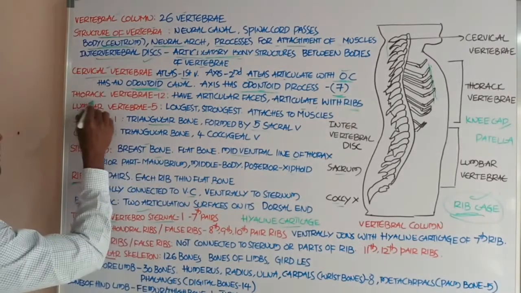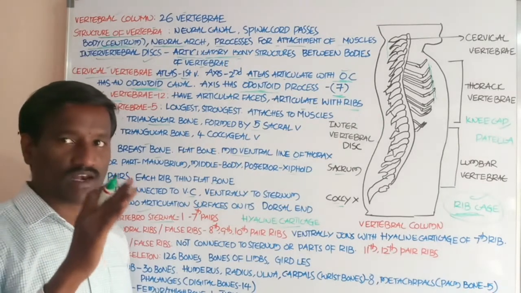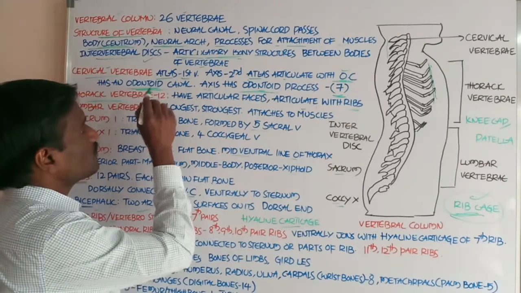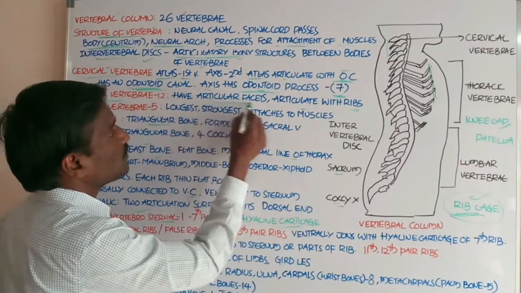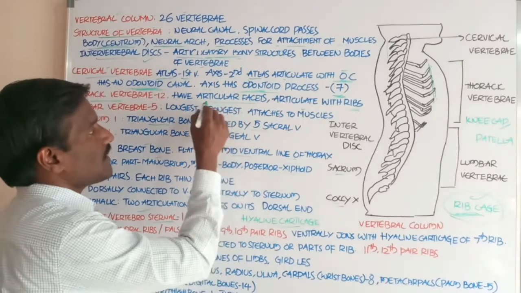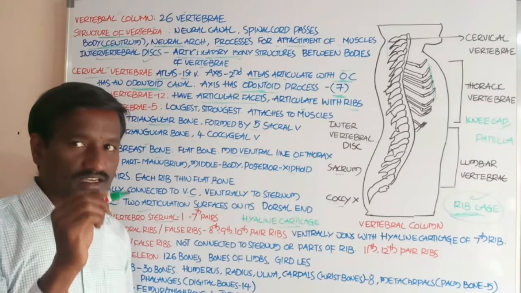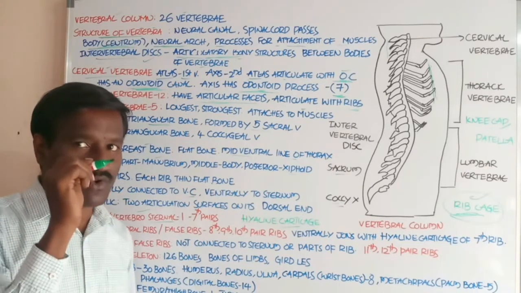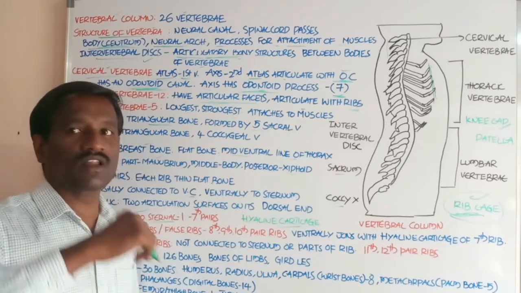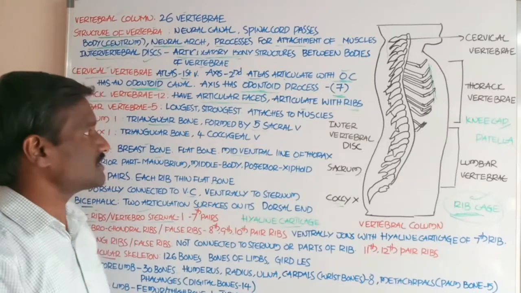Next, thoracic vertebra. Thoracic vertebra are 12 in number. These thoracic vertebra have articular facets. Articular facets means these are the spaces of the bony structures that provide space for the attachment of other muscles or bony structures.